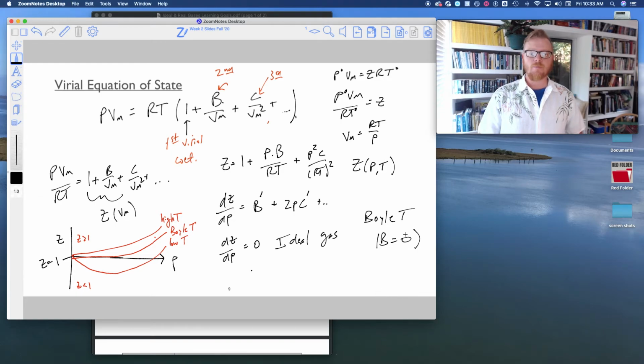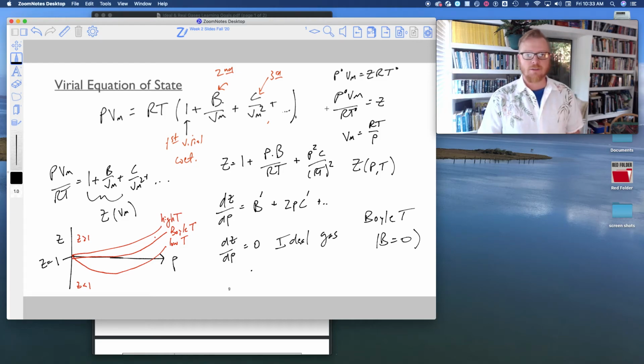Because when this term B equals 0, obviously this term drops out. So there's still this 2PC dependence. And that's what happens at the Boyle temperature: over a low to modest pressure range, the Z stays as 1, but eventually as the pressure starts getting high enough, this term will dominate and take off, and the gas is no longer ideal.